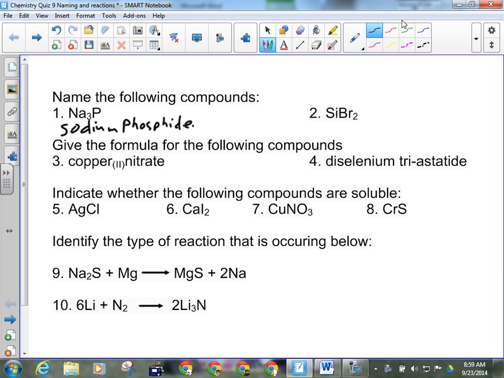Okay, and our second one, we've got silicon with bromine. That's molecular. There's only one silicon, so it's just silicon dibromide. Again, no capital letters.